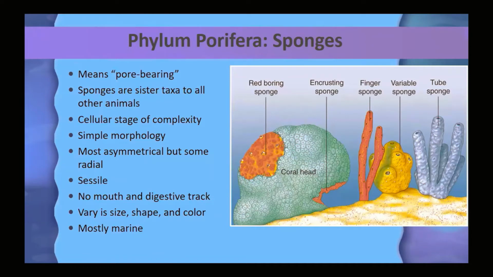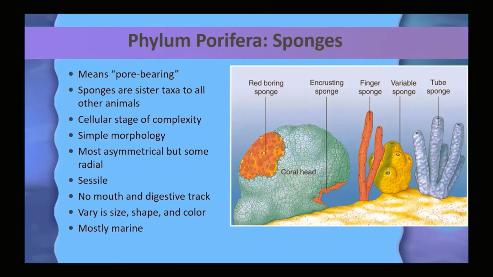Sponges are the sister taxa of all animals, so they are kind of the most basal or plain animal, the first to branch off when looking at the taxonomy of animals, and they represent a similar stage of complexity. They're composed of different individual cells. They are associated with each other through extracellular matrix, but their individual cells perform independently. They have very simple morphology, so they are not complicated animals to follow.